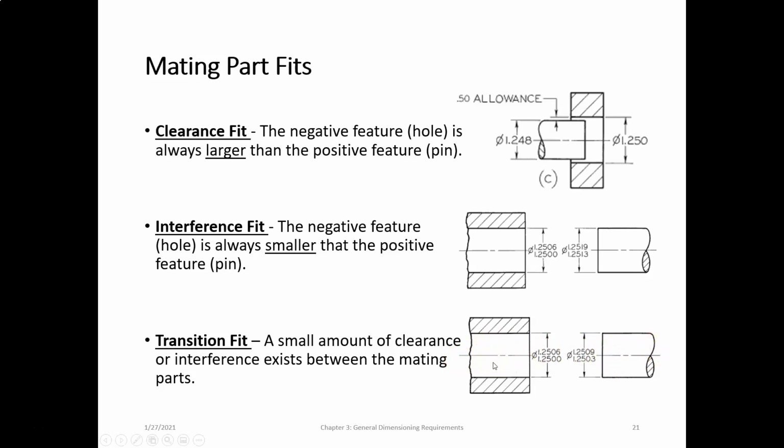But you may need a little bit of force, or you may need to wiggle it a little bit. That's called a transition fit, where you have a little bit of clearance and a little bit of interference, depending on the range of sizes, right? So these mating part fits rely on tolerances.